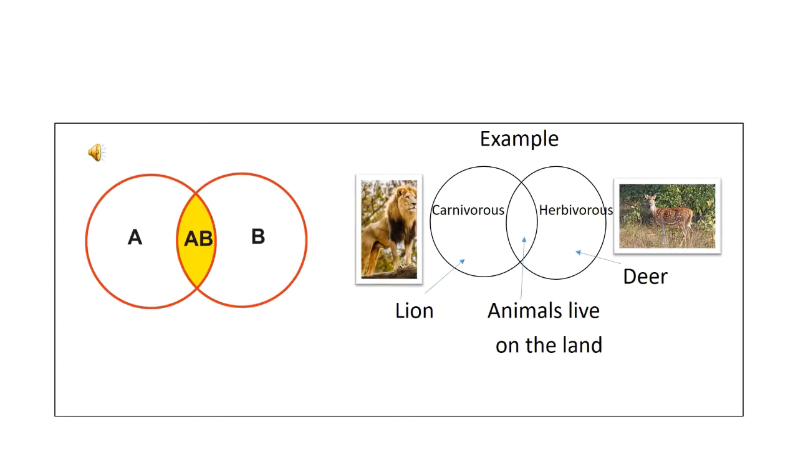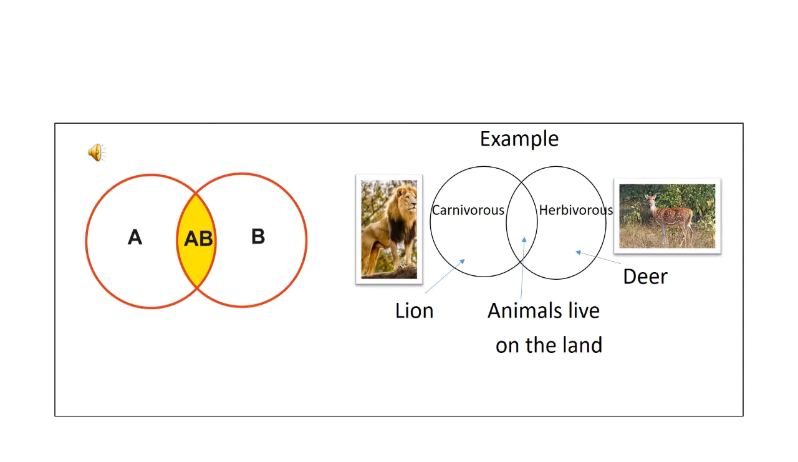Now look at this Venn diagram. There are two subsets, set A and set B, and the intersection shows the similarities of both set A and set B. Likewise, differences are shown by the areas where there is no overlapping. That means the elements of set A and elements of set B are in the areas where there isn't overlapping.